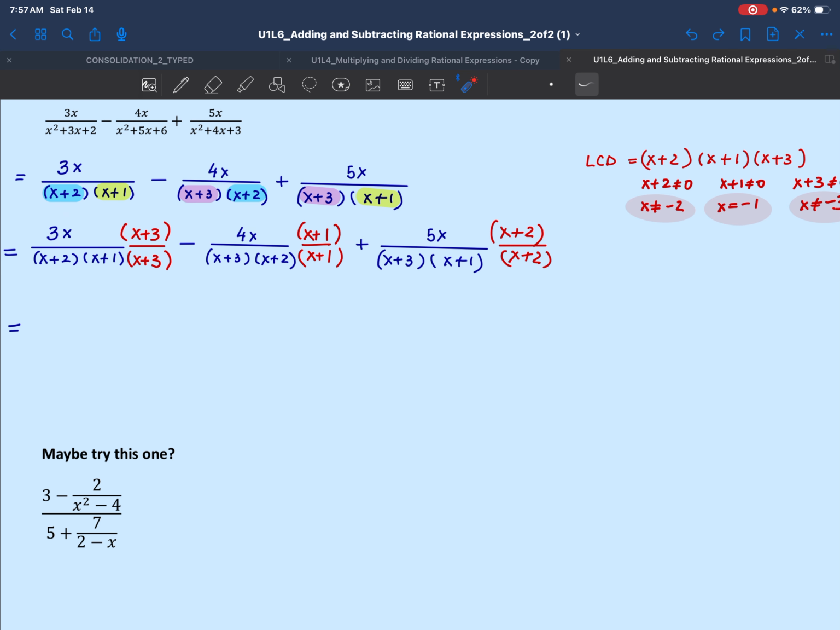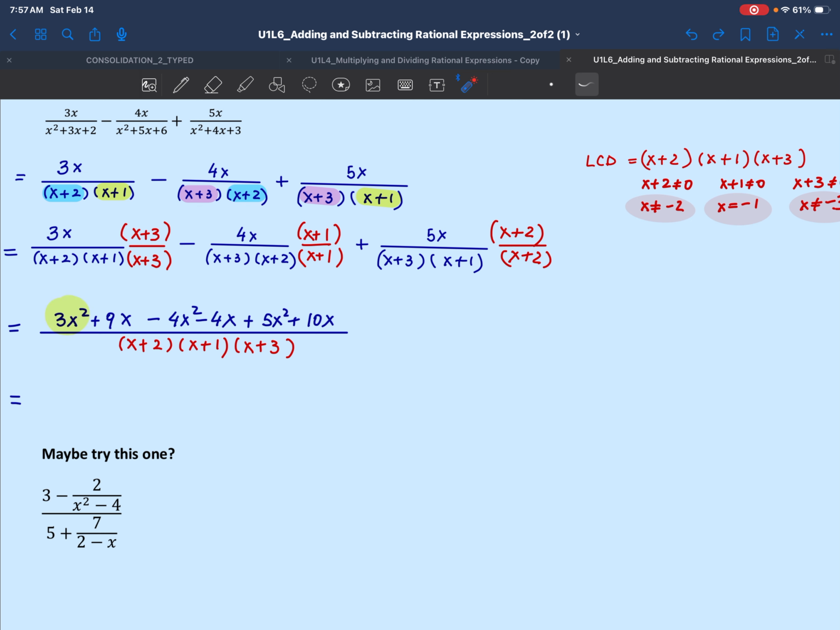So we're going to have here 3x squared plus 9x. Now here minus 4x times x, negative 4x squared. Now, minus 4x times 1 is negative 4x. Lastly, we have 5x times x, 5x squared, and 5x times 2 is 10x. In the denominator, we'll have the lowest common denominator. Now, we're going to collect like terms.